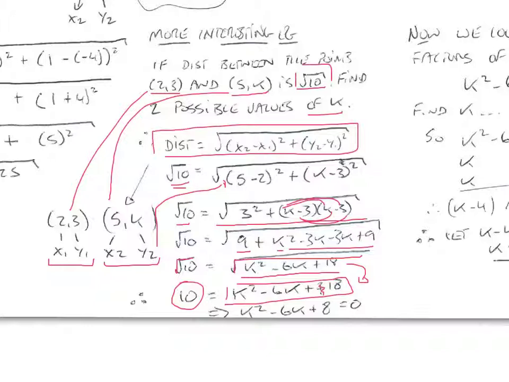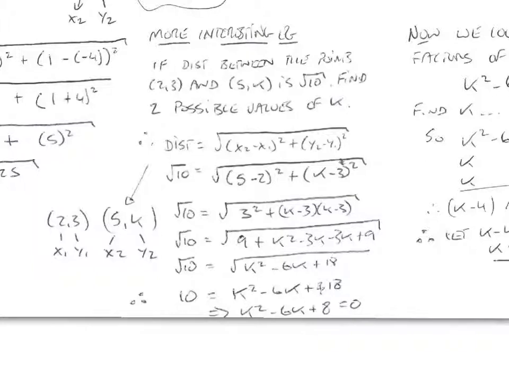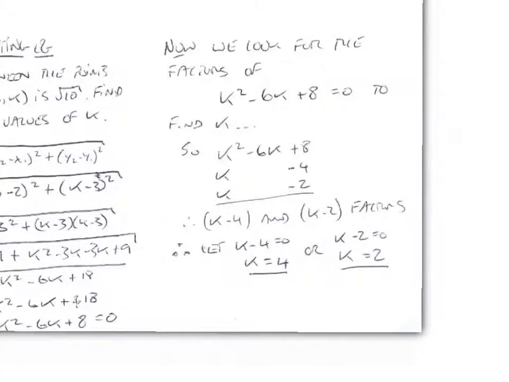Simply by squaring both sides here, we can remove the square root signs and just reveal what's inside and underneath each. And if 10 is equal to k squared minus 6k plus 18, then it follows that k squared minus 6k, bring over your 10, plus 18 minus 10 is plus 8, is equal to 0. Now that we have this expression, k squared minus 6k plus 8 equals 0, we just find the factors of that expression.